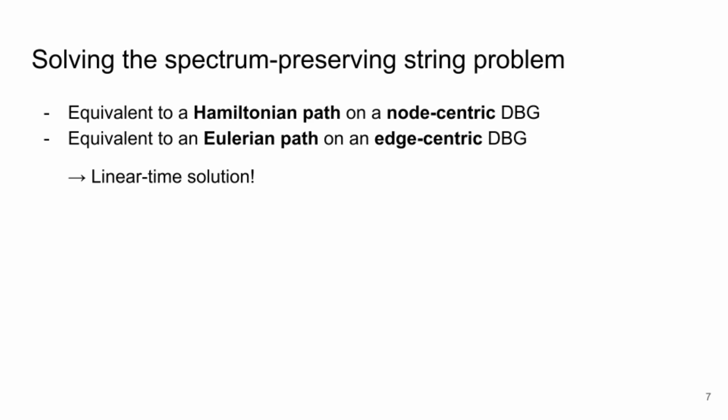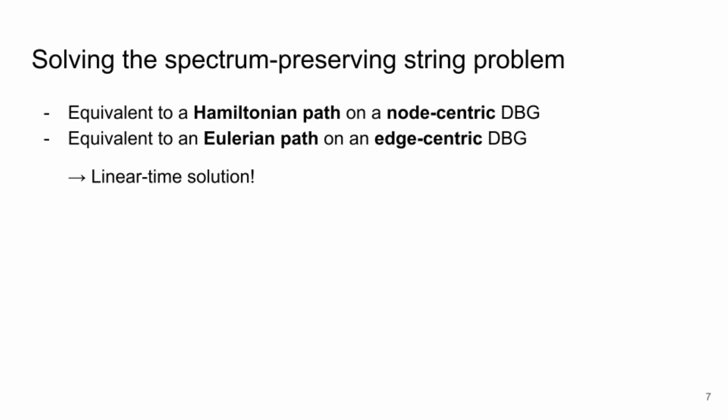Now in the edge-centric de Bruijn graph, the problem becomes the problem of finding an Eulerian path. An Eulerian path is a path which visits every edge of the graph exactly once. And it's been known for at least a century that you can find Eulerian paths on a graph in linear time, which solves our problem.